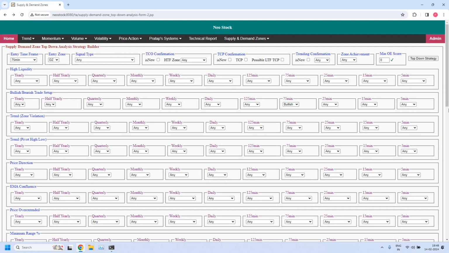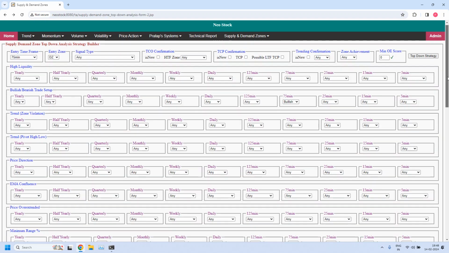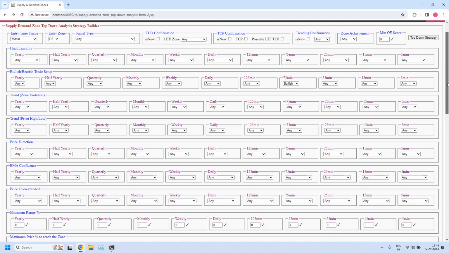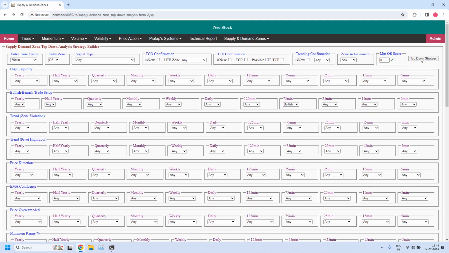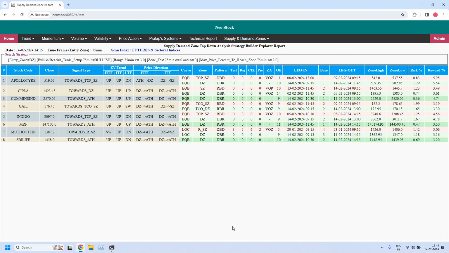So let me go back. Now let me increase the percentage to 2%. At 75 minutes time frame, I'm changing 1% to 2%. Let us filter. Now 8 stocks are filtered. All these 8 stocks except SBI Life, the remaining stocks are between 1% to 2%. Maybe some could be 1.1%, some could be 1.5%, or maximum 2%, within 2% level.